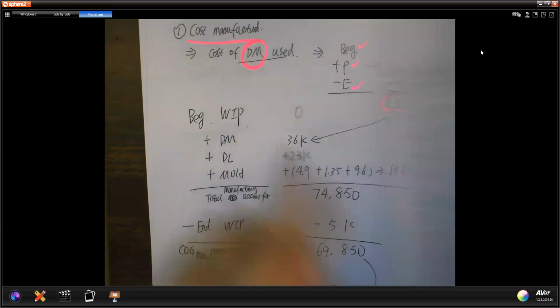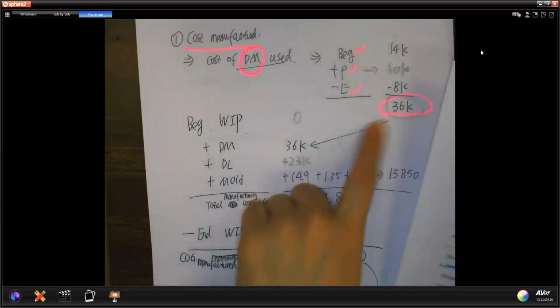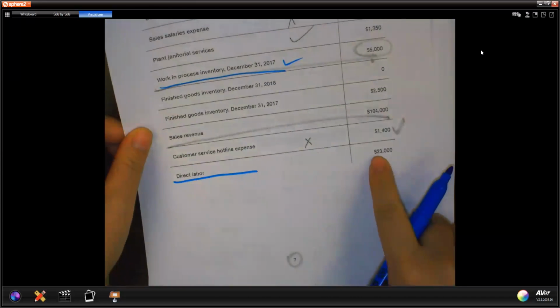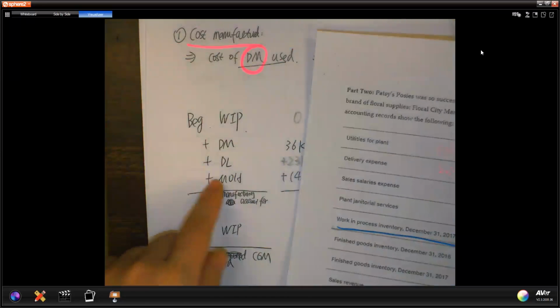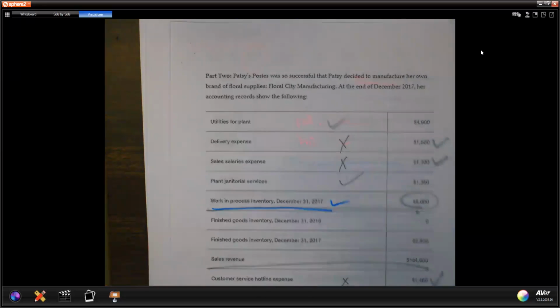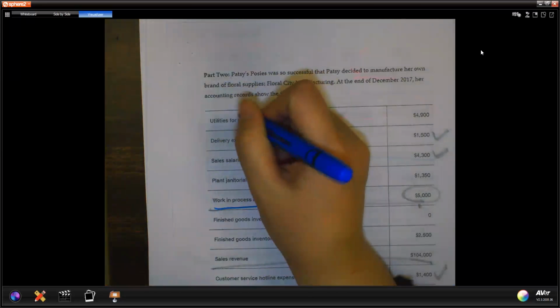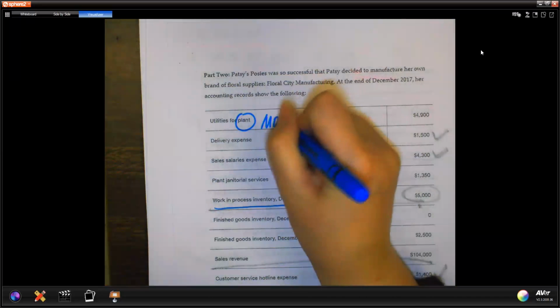Work in process beginning, we said it's 0. Direct material, we calculated 36,000. Direct labor, we found 23,000. We need to find manufacturing overhead. So what is manufacturing overhead? Utility for plant, so this is manufacturing overhead.